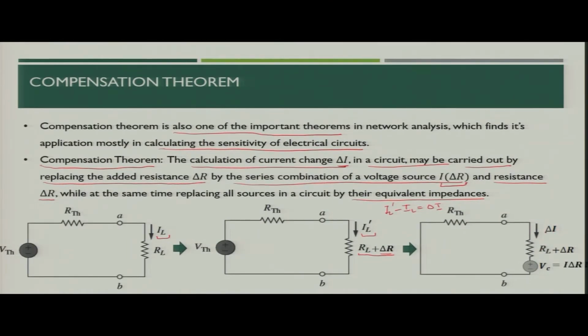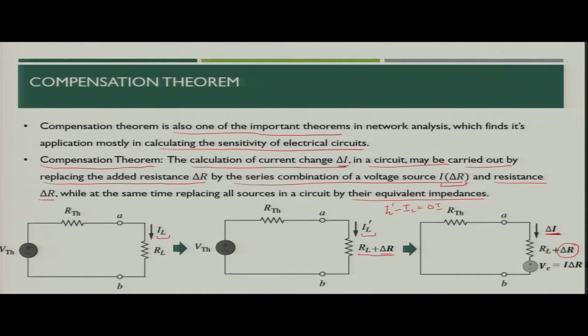So, what would be the value of delta I? Delta I would be simply Vc. Here, since the direction of Vc is opposite to the current flow, this will become minus Vc divided by RL plus delta R plus RTH. So, by using the compensation theorem, you can directly see what would be the impact on delta I because of the change in resistance delta R, and this is what the compensation theorem says.